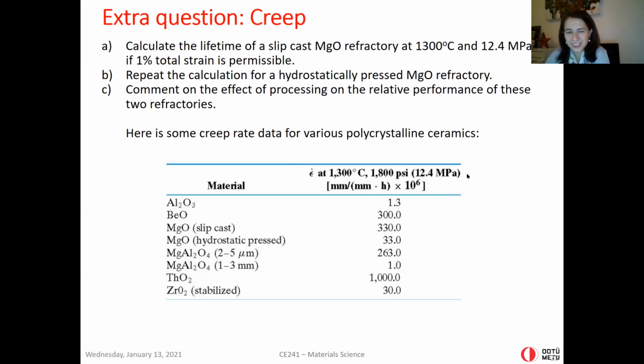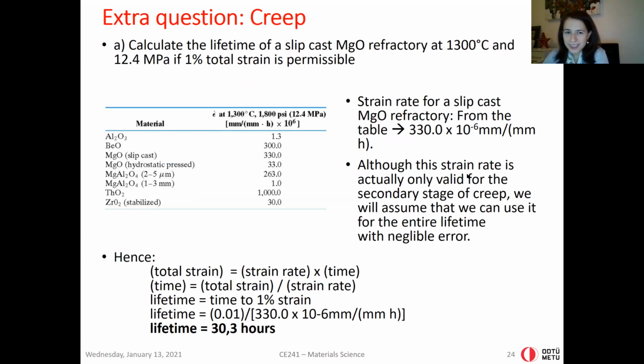Okay, let's solve it. Part A says calculate the lifetime of a slip cast MgO refractory at 1300 and 12.5 megapascal if total strain allowed is 1%. From the table, we know the creep rate is 330 times 10 to the minus 6 per hour. Although this straight line is actually valid for the secondary stage of creep, it dominates the overall performance. So we will assume that we can use it for the entire lifetime with, of course, negligible error.